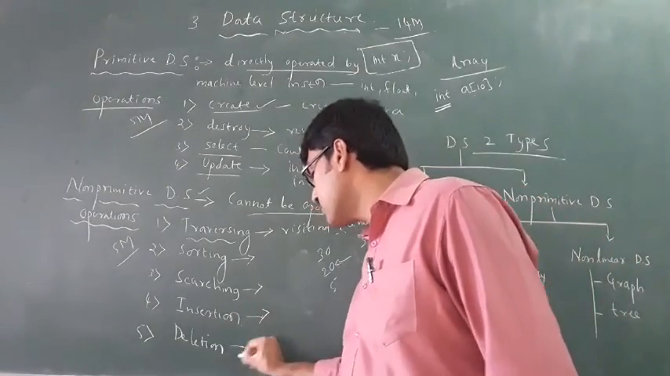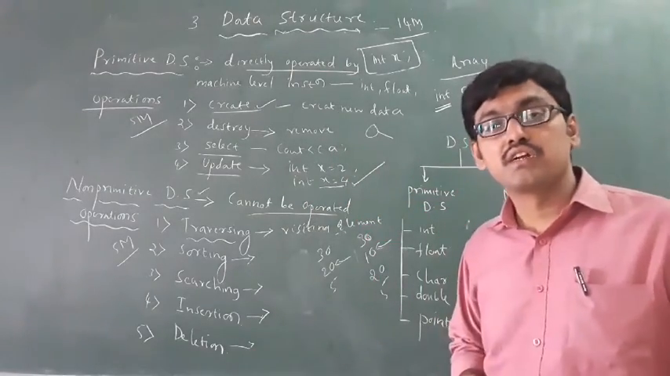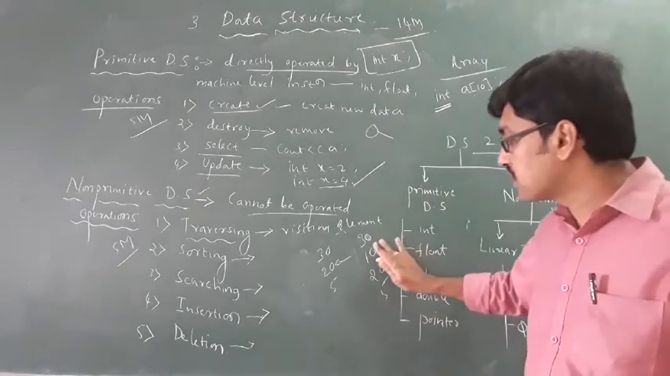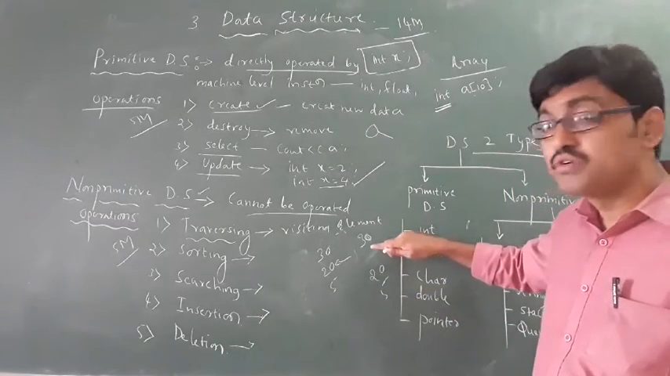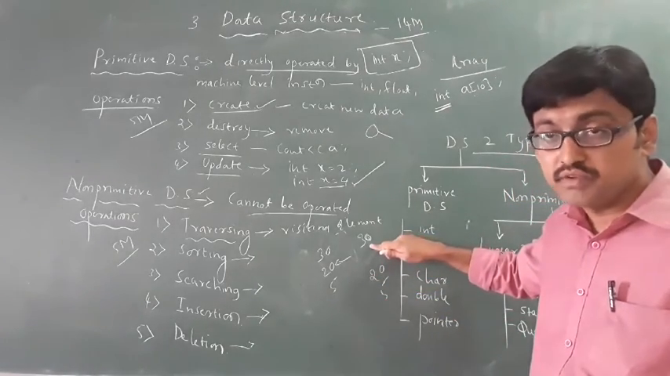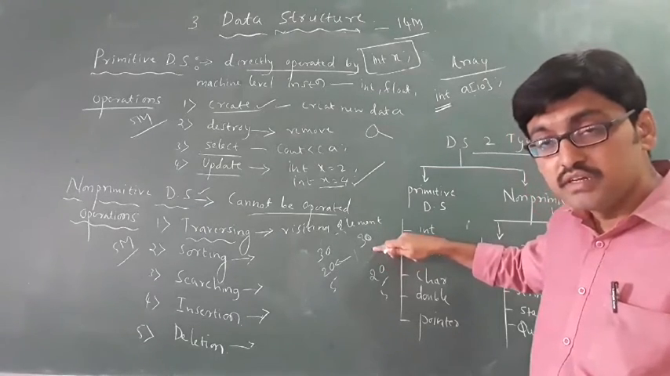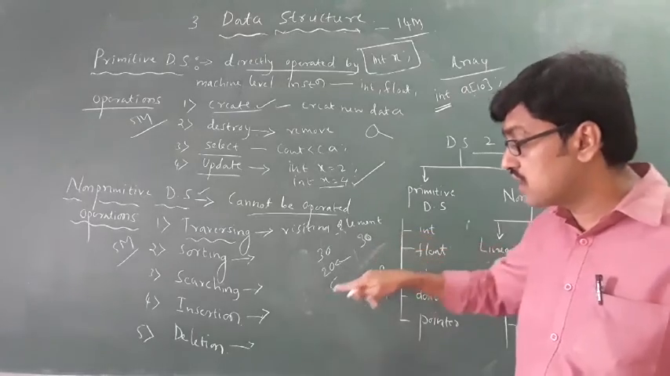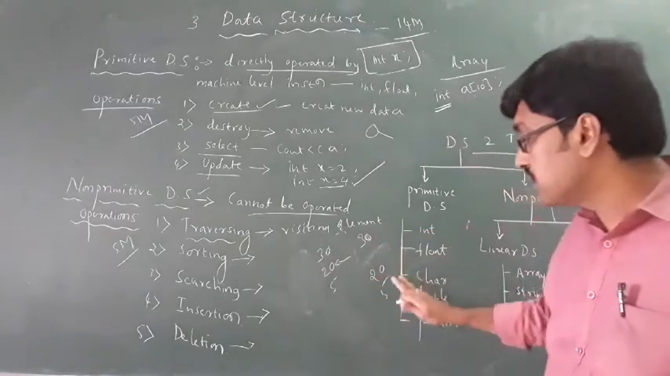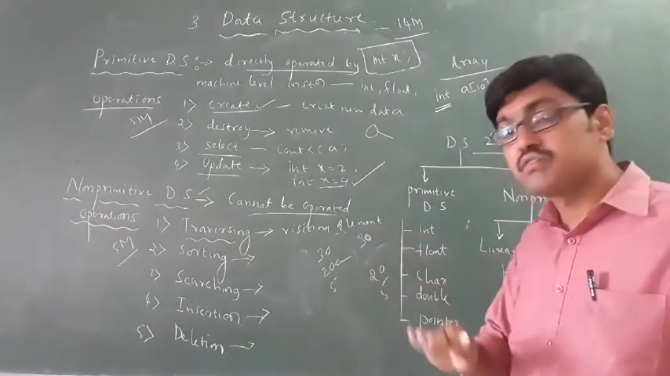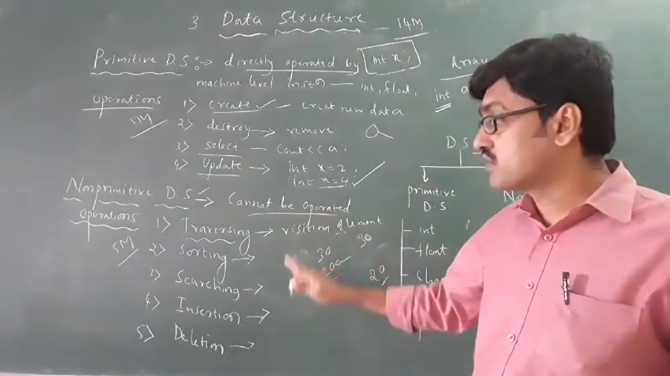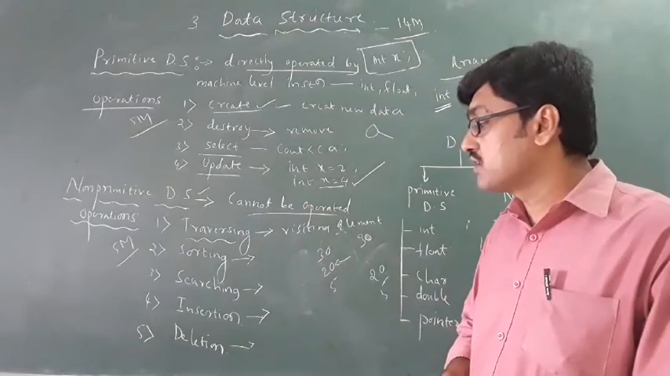The last operation is called deletion. What is deletion? Deletion means I want to delete this element 10. As soon as it is deleted, 20 comes to the 10th position. It comes from higher order to lower order. That is called deletion. Deletion means you are deleting the element from the data structure. It is a process of deleting an element in the data structure. That is called deletion.